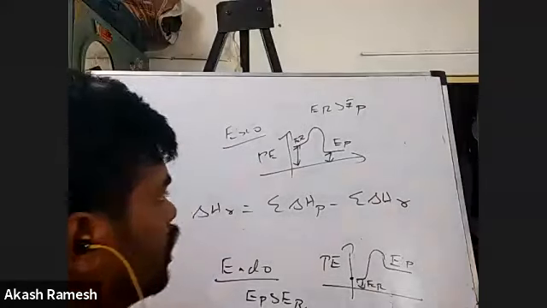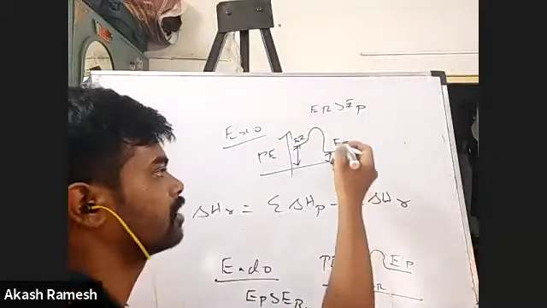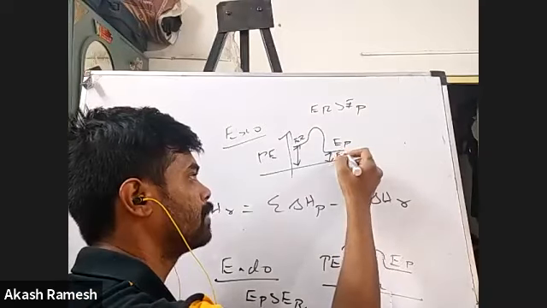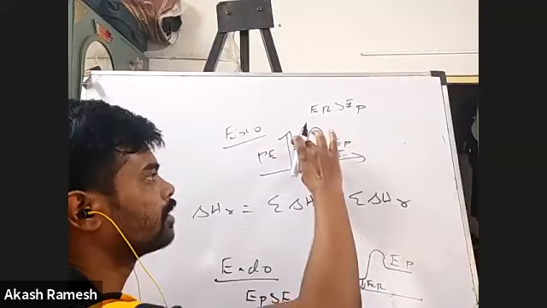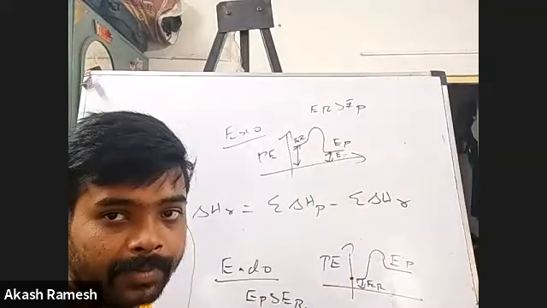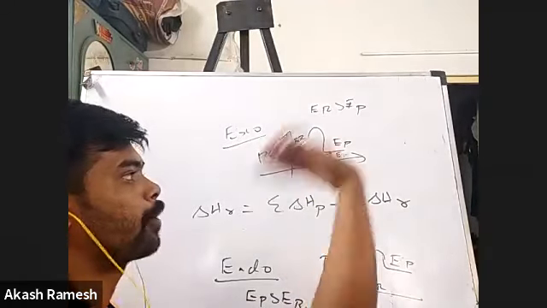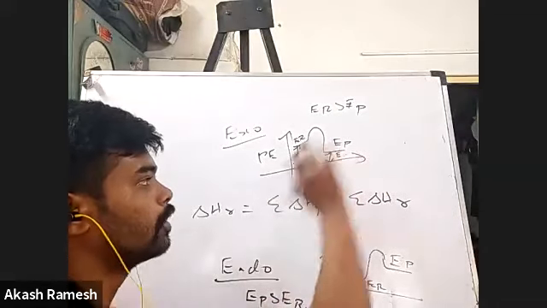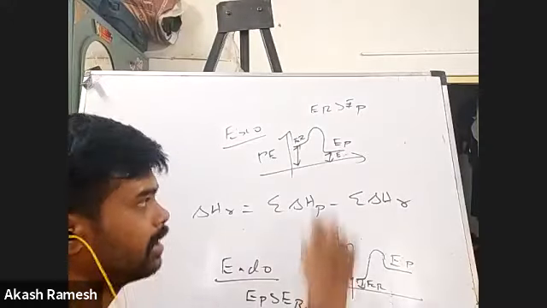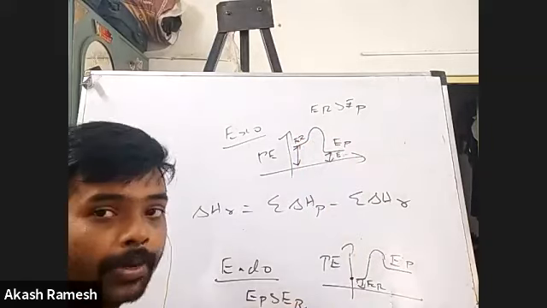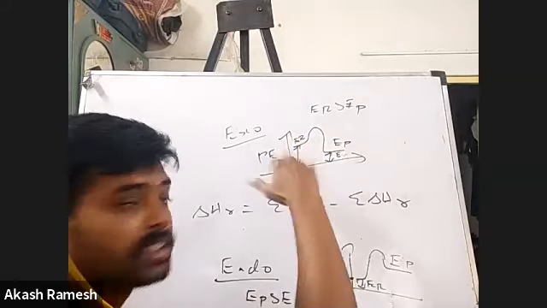Now let me give some values: this is EP, and let me call this value ER. Now what will happen? It should be products minus reactants. Which value is higher here? Look at the graph and tell me. ER is obviously higher from the graph. Look at this value and look at this value. So ER is definitely higher.